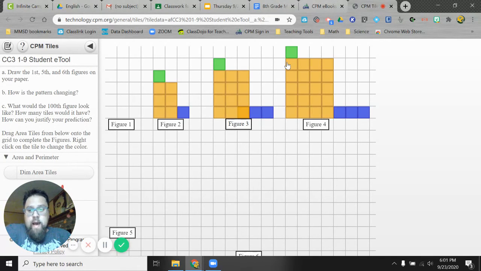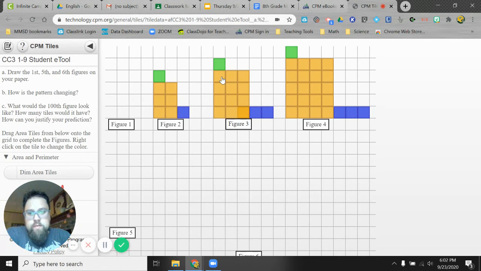Now, let's say I'm going to think about figure 50. Okay, we always find the area of a rectangle by multiplying the length or the height times the width. So we just have to multiply those two numbers. So figure 2, for example, width of 2, height of 3. 2 times 3 is 6. 1, 2, 3, 4, 5, 6. Figure 3, width is 3, height's 4. Okay, so take 3 times 4 and we get 12. 1, 2, 3, 4, 5, 6, 7, 8, 9, 10, 11, 12.